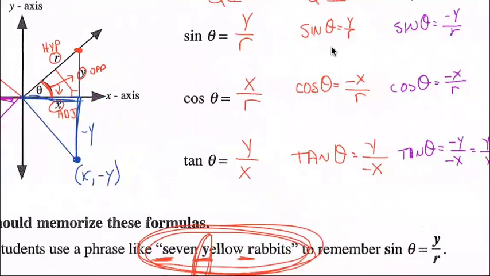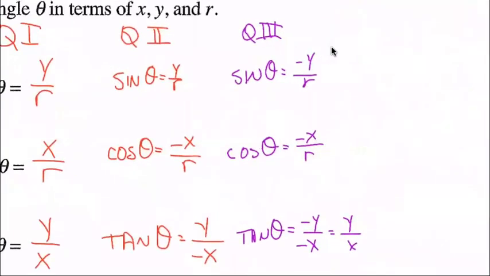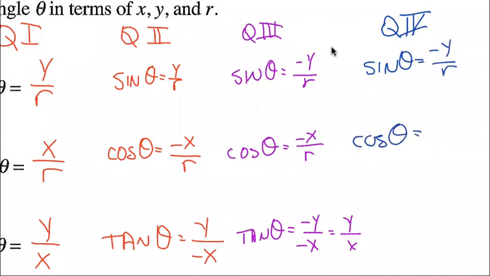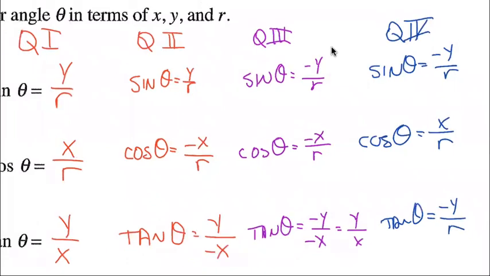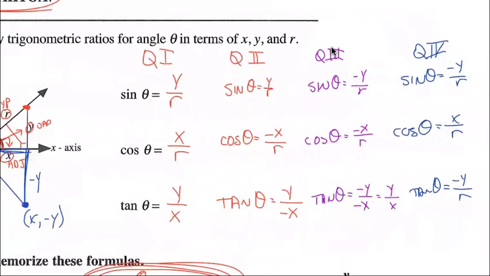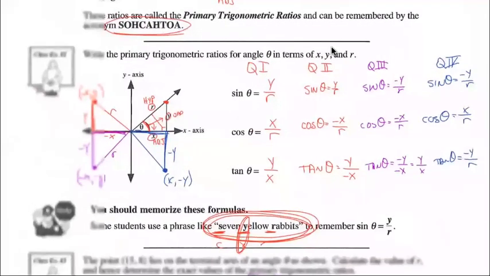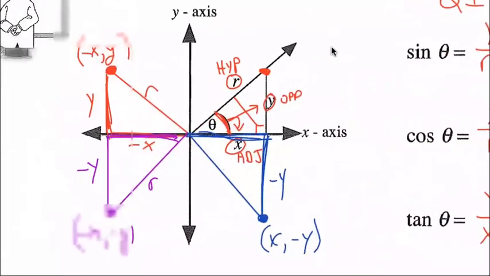We go to our trig functions. In quadrant 4, sine theta is equal to negative y over positive r. Cosine theta is equal to positive x over r. Tangent theta is negative y over x. So you can see that the signs of the ratios change from quadrant 1 through to 2, 3, and 4 based on the values of x and y, depending on where they are.